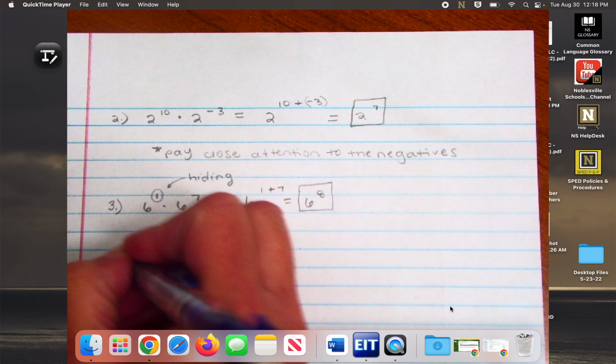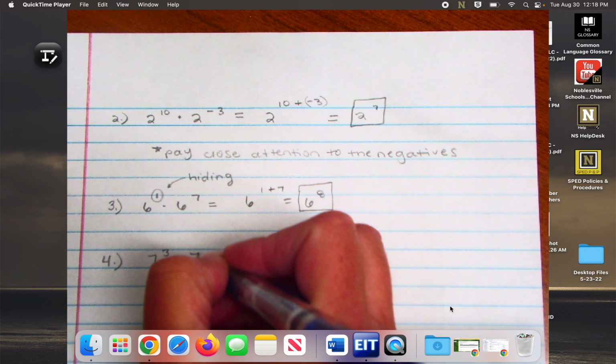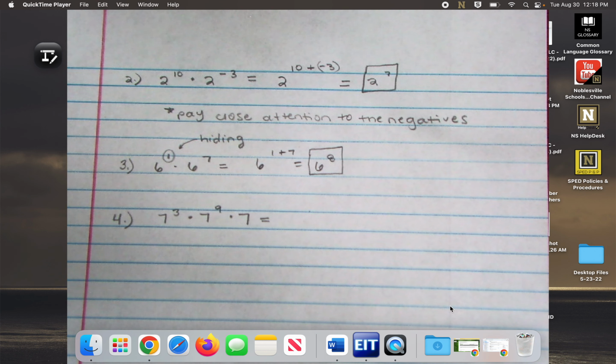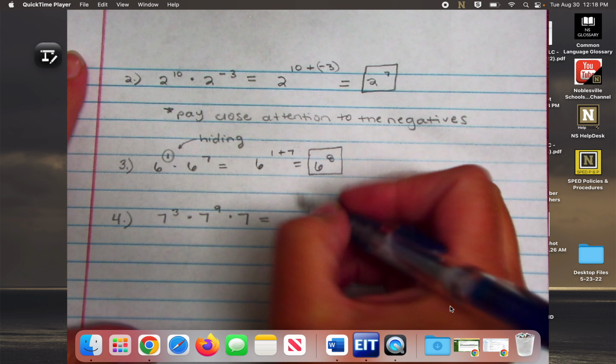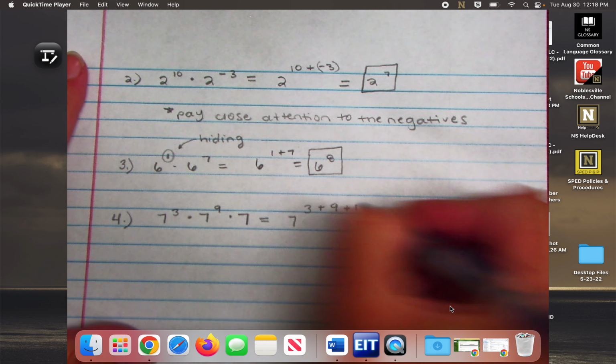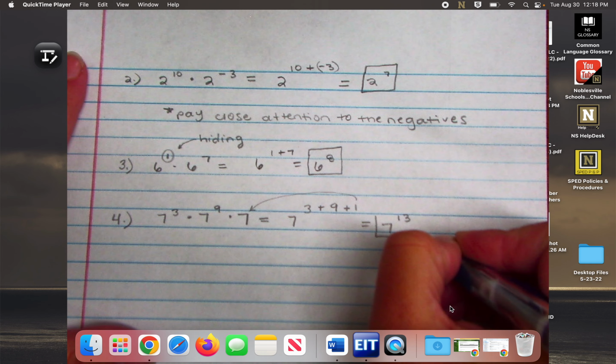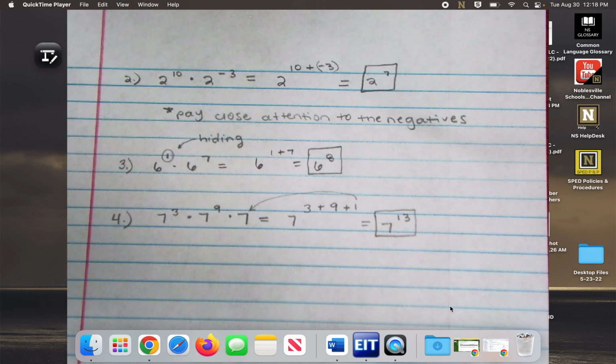Okay, so what would this be here? 7 to the 3rd times 7 to the 9th times 7. What would that answer be? Jackson? Good job, Xavier. 3 plus 9 plus that secret 1 that came from here equals 7 to the 13th power. So that's the product rule. When you said 9 plus 3, 11? It's 12. Yep. So that's the product rule.